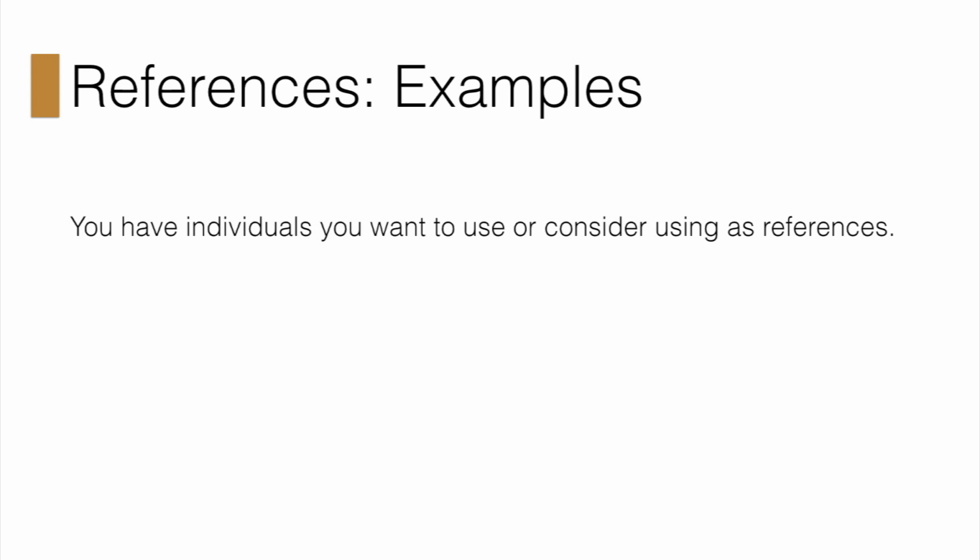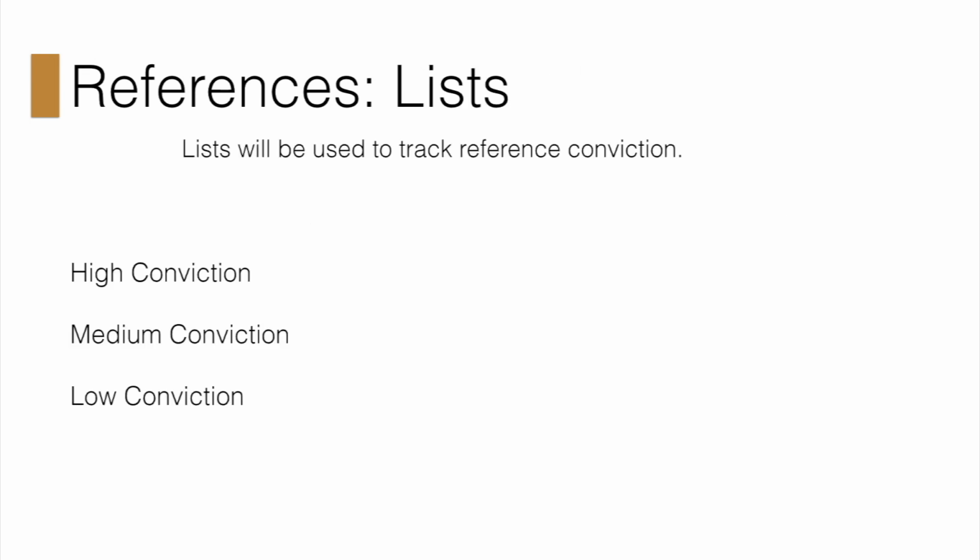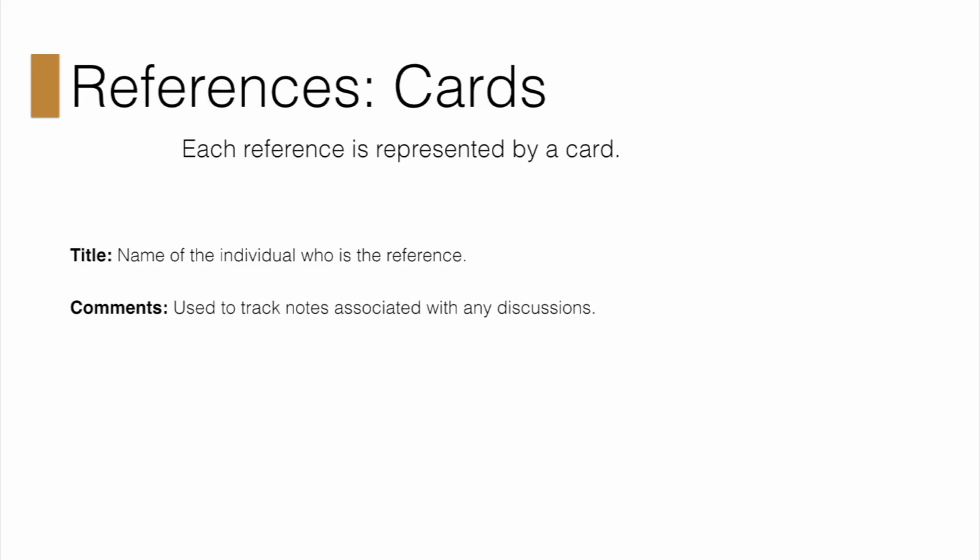So we're just going to talk about one example for references, and that's going to be that you have individuals who you want to use or consider using as references. So we're just going to have a few simple lists, and the lists will be used to track reference conviction. So we're going to have a high conviction, medium conviction, and a low conviction set of lists. Just 3 lists for this. And we're going to use cards, of course, as we always do, and each reference is going to be represented by a card. And the title of that card will be the name of the individual who is the reference.